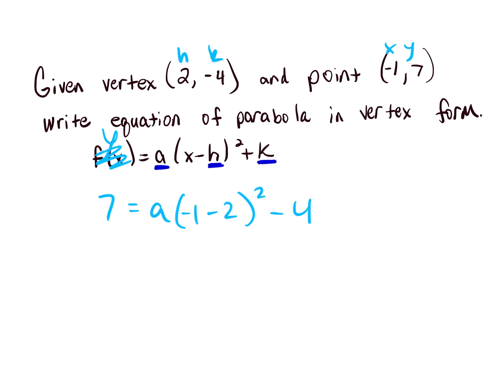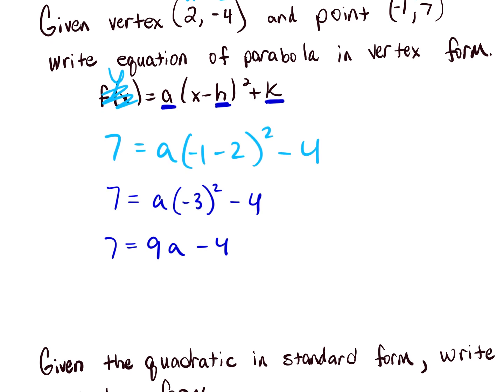So what should we do first to find a? Which part am I solving first? Negative 1, negative 3. Awesome. Negative 1 minus 2 would be negative 3. And negative 3 squared would be 9. What do I do next?